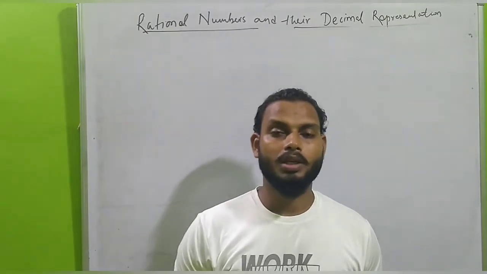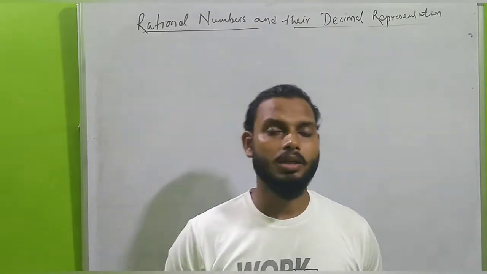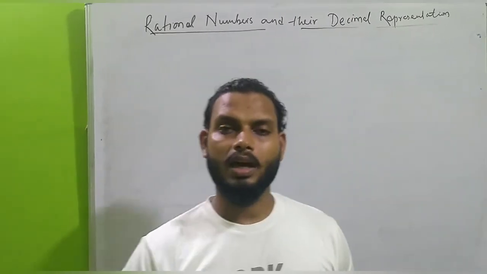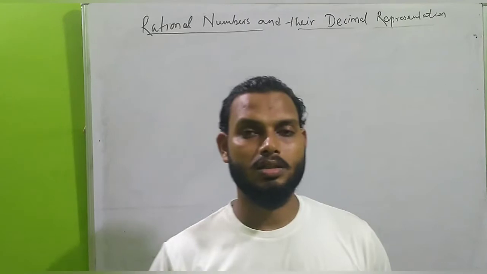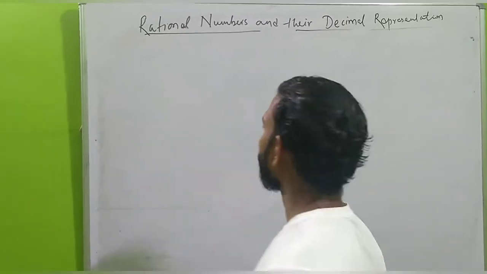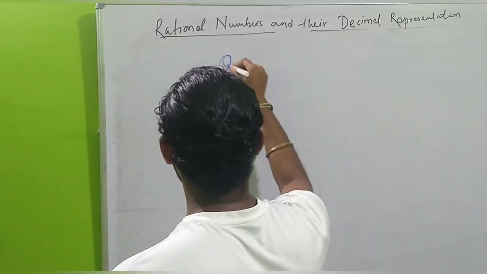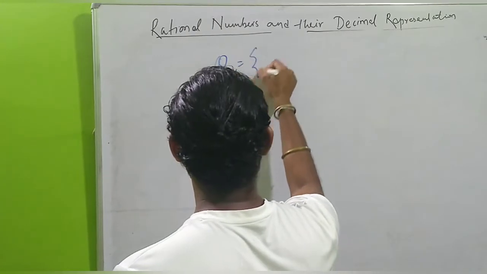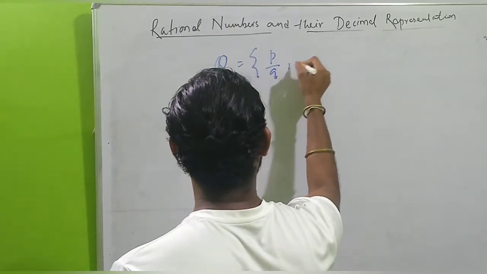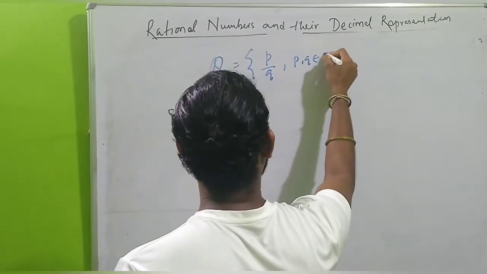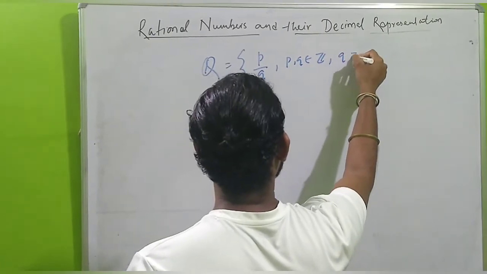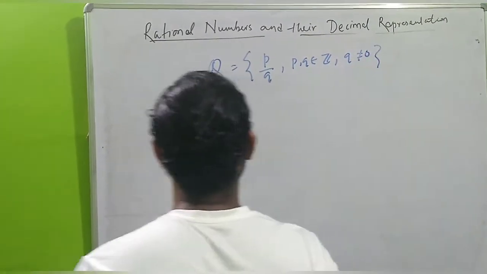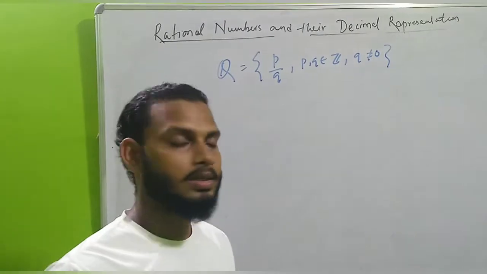So today in this class we will be discussing the rational numbers and their decimal representations. In the last classes I have told you what rational numbers are, so let me write this definition once again. It is denoted by Q, and these are all the numbers in the form P by Q, where P and Q are integers and Q is not equal to 0. Okay, so these are called my rational numbers.